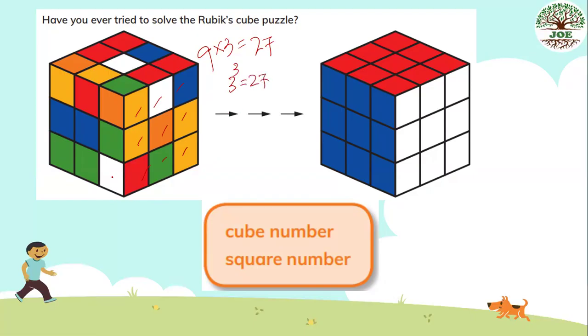3 cubed, because each side here is 1, 2, 3. And here is 1, 2, 3. And here is 1, 2, 3. This is 3, 3, 3. So 3 cubed is 27. This Rubik's cube is 3 cubed. There are altogether 27 cubes. So important words are cube number and square number.